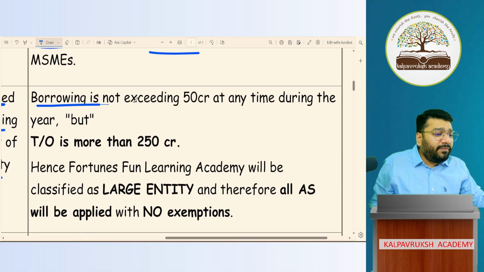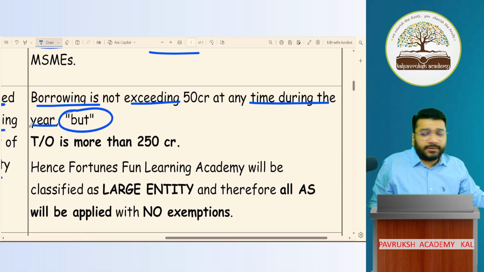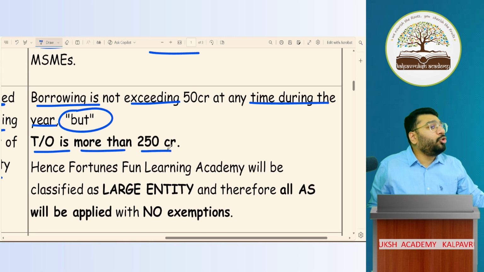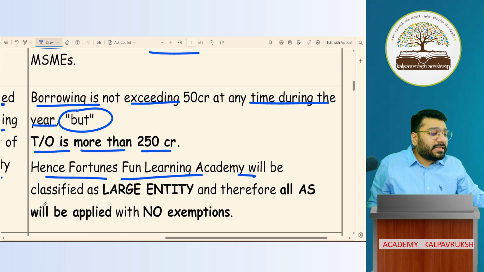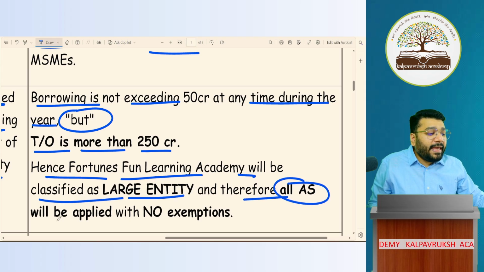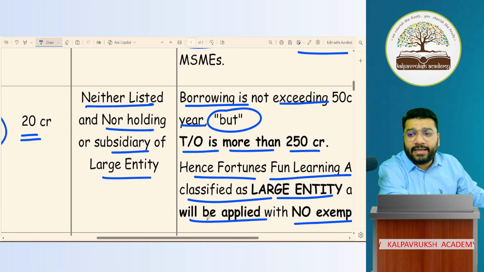Borrowing is not exceeding 50 crore at any time during the previous year, but turnover is more than 250 crore. Hence, FFLA will be classified as a large entity and therefore all AS will be applied with no exemptions.